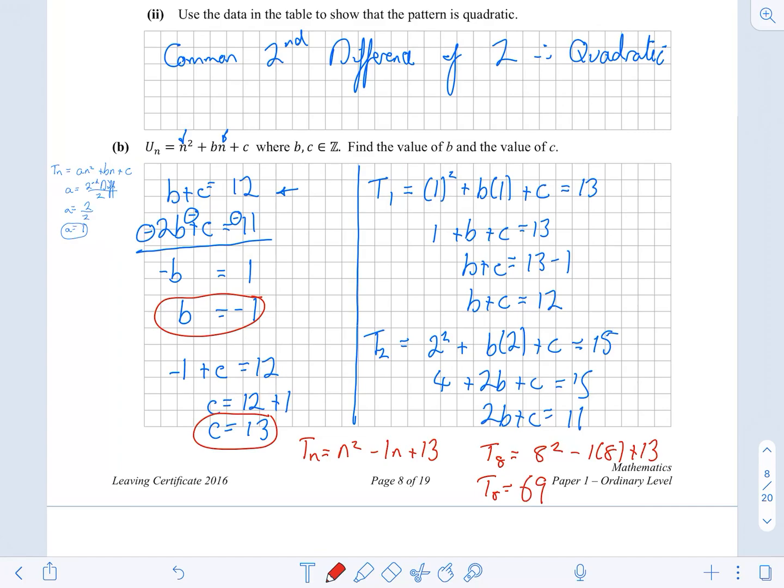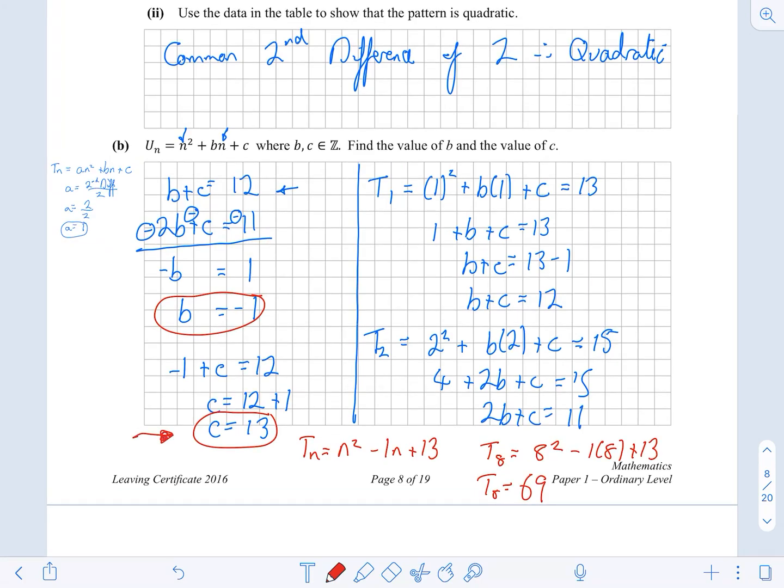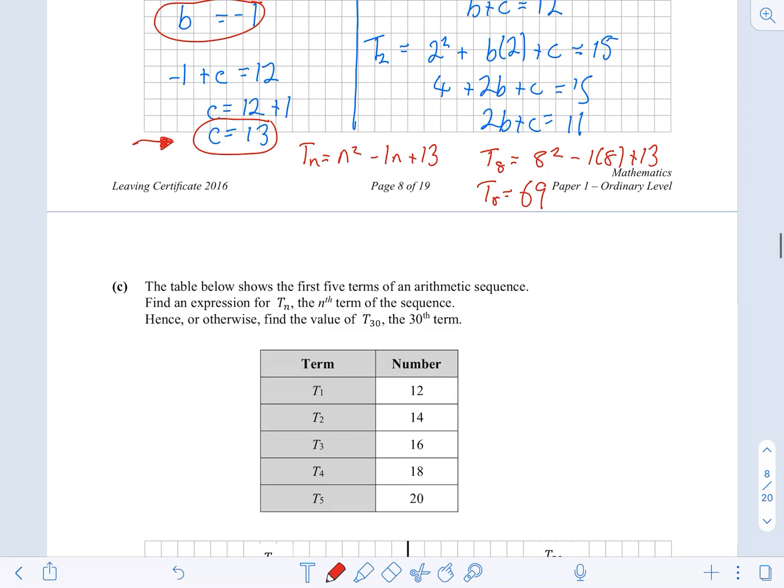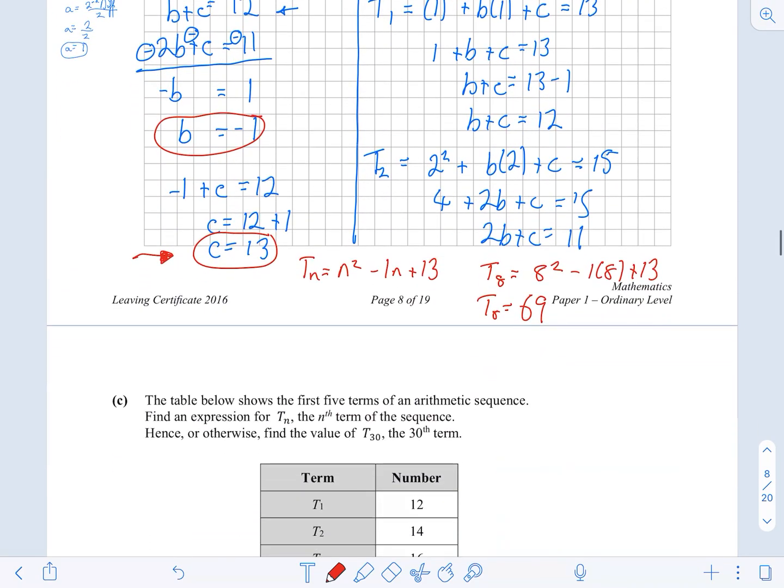Okay, but anyway, the question finished when you got this answer here, okay? So do not check your answers in your exam, unless you've loads of time at the end. Move on to the next question. Keep getting marks. Keep getting your attempt marks, okay? So that's part B dealt with.